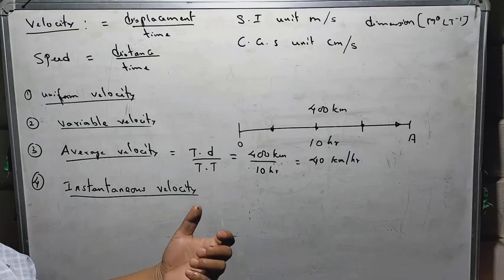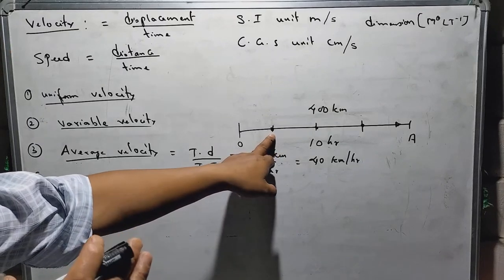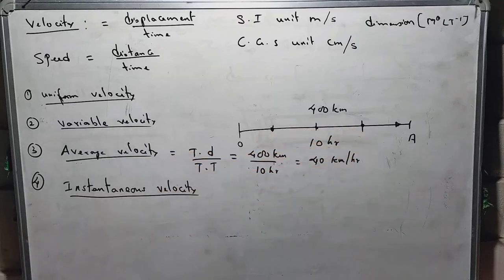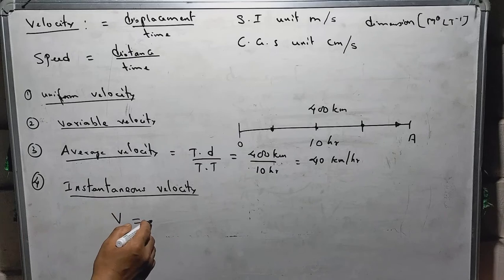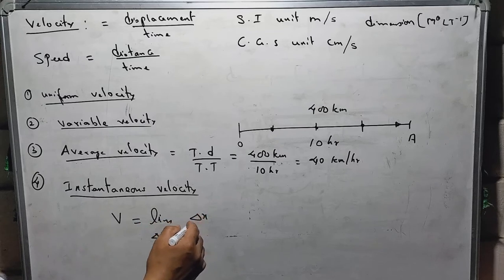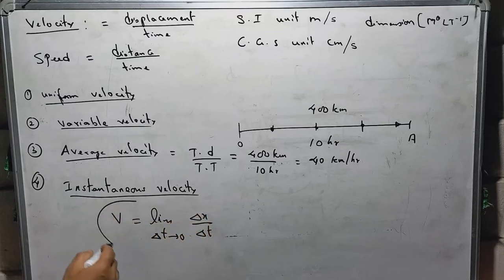So therefore, to define the velocity at every instance of time, we use a word called instantaneous velocity. This instantaneous velocity is defined as the velocity of a body at a given instance of time in a given direction. So the magnitude of this instantaneous velocity is v equals limit delta t tends to 0 of delta x upon delta t. We will see this in the next video when we do the graph.